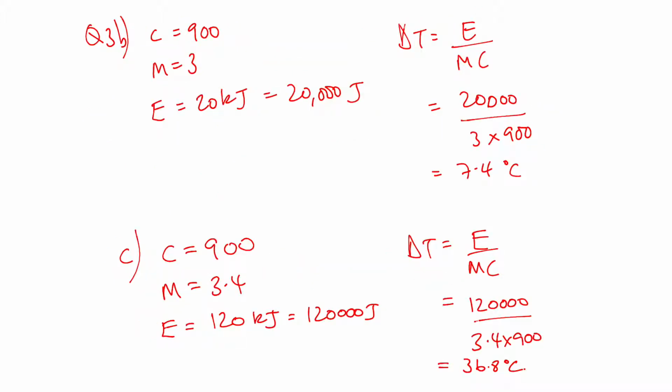Question 3b, again we've still got aluminium, so we're still using 900. The mass is 3 kilograms this time, and we're adding 20,000 joules of energy, so you're given it in kilojoules, need to convert it. So it's 20,000 divided by 3 times 900, so this time the block of aluminium will raise by 7.4 degrees Celsius. And for part C, still aluminium, different mass, 3.4 kilograms, again convert to 120,000, and this one works out to be just under 37 degrees, 36.8.